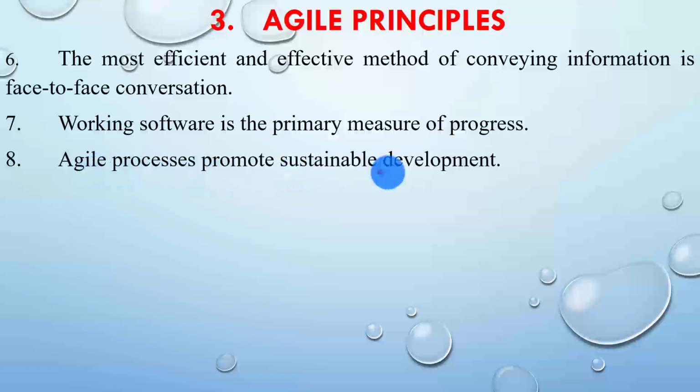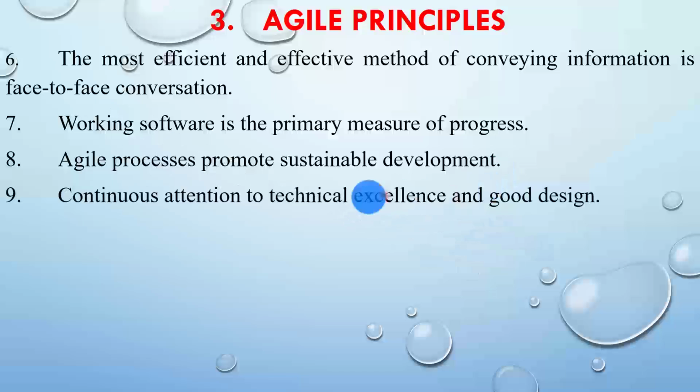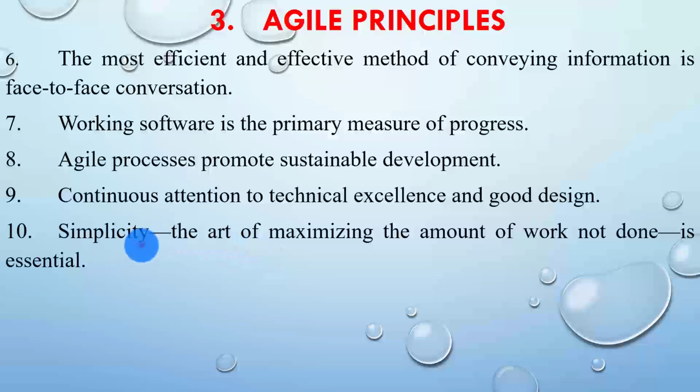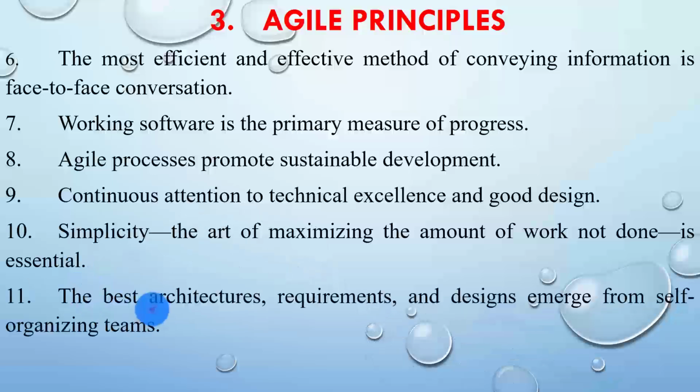Agile processes promote sustainable development, so we have to sustain development, always we are developing. Then continuous attention to technical excellence and good design, which is very clear. Simplicity. We try to simplify everything. This is the art of maximizing the amount of work not done, which is very essential, to be quite simple. The best architectures, requirements, and designs emerge from self-organizing teams. So teams would organize themselves to get the best architectures, requirements, and designs.